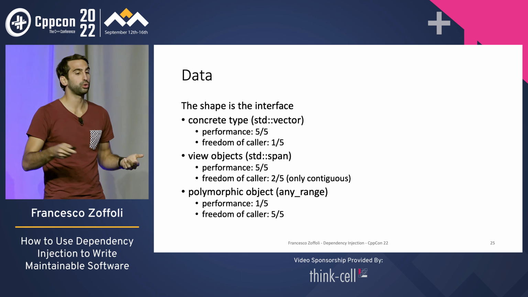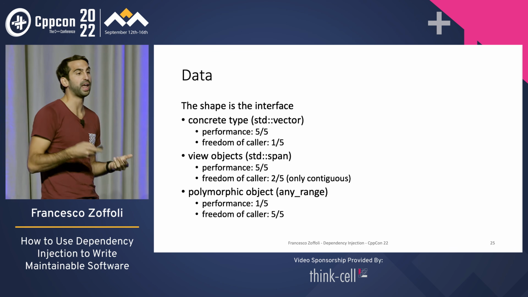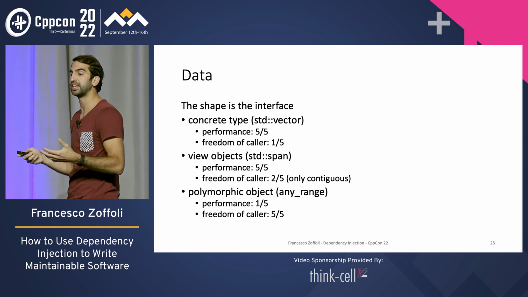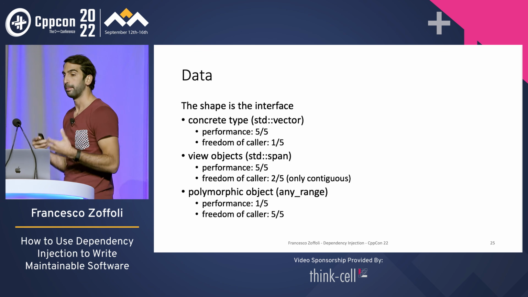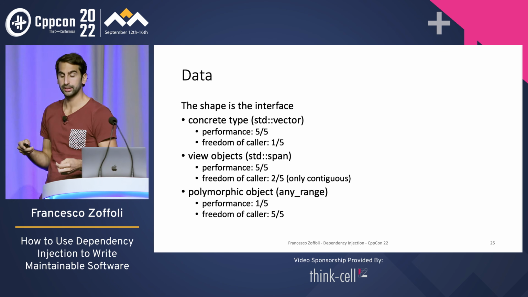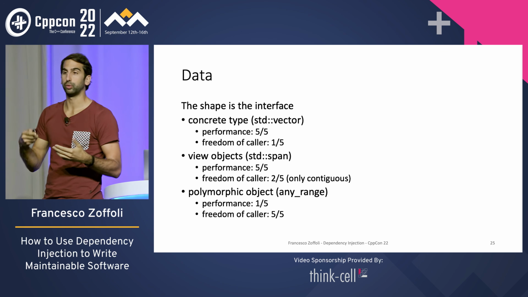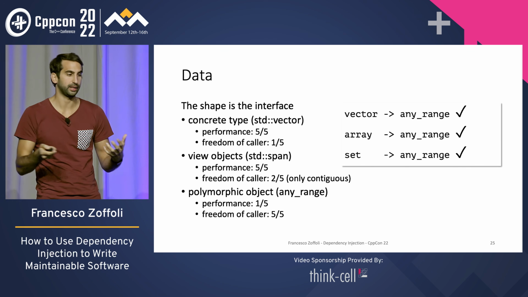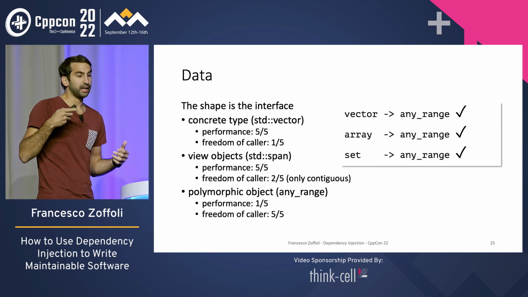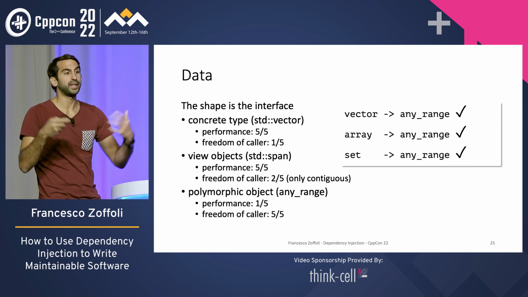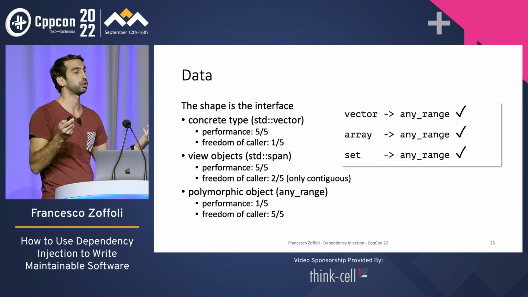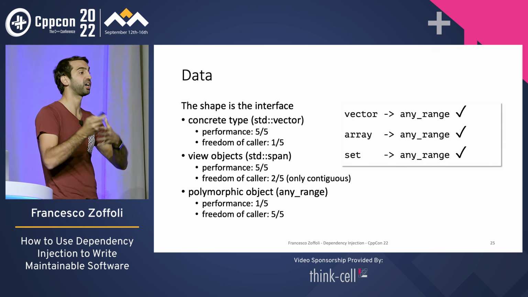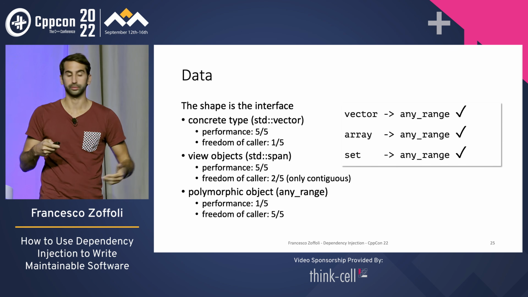The other option is to use a polymorphic object. For example, any range, which is in the ranges library or in Boost. In this case, we are paying a cost with performance because this type is type erased, but it gives the maximum freedom to the caller because this works with anything which is a sequence of single data. The other option is also to take a template parameter, if you can do static polymorphism, and you're gonna win maximum performance and maximum freedom, but of course there are other trade-offs in that choice.